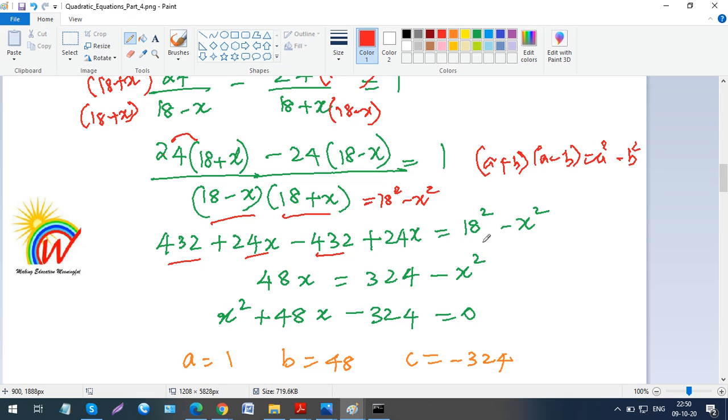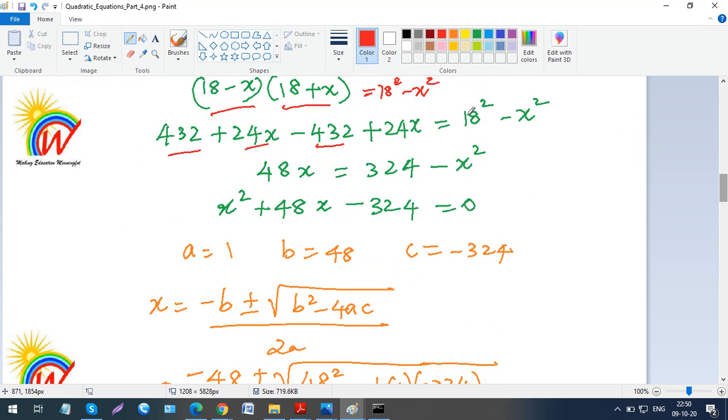That's what I have written, and I can move it to the other side, so it gets multiplied with the 1. So I get 18 square minus x square. Now you see, 432 minus 432 gets cancelled. 24x plus 24x becomes 48x, is equal to 18 square, which is 324, minus x square.